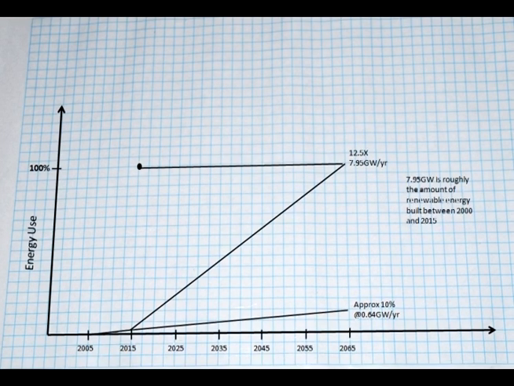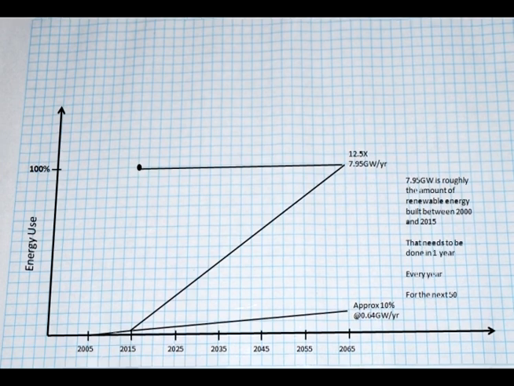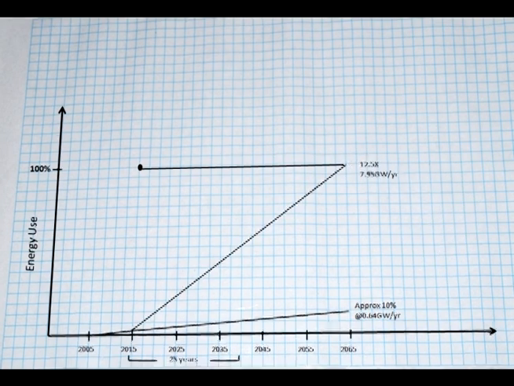Now, 7.95 gigawatts corresponds roughly to the amount of renewable energy that was built between 2000 and 2015. So what that means is all the energy that you saw built everywhere between 2000 and 2015, so all the things you saw up to 2015, panels on roofs, wind farms and that sort of thing, all that needs to be done in 1 year, every year, for the next 50 to replace our current fossil fuel usage.